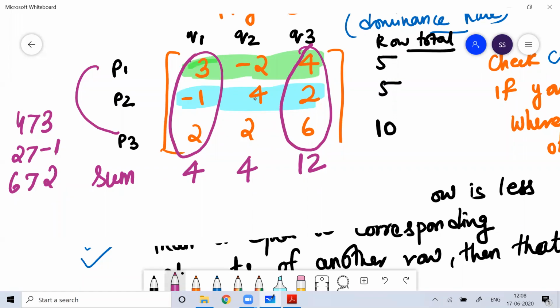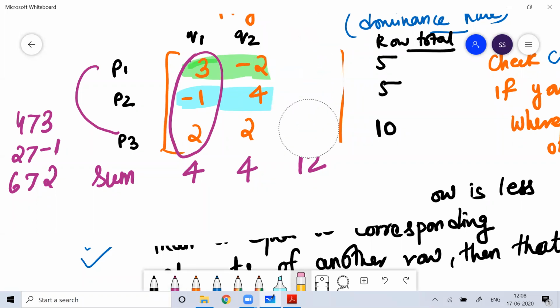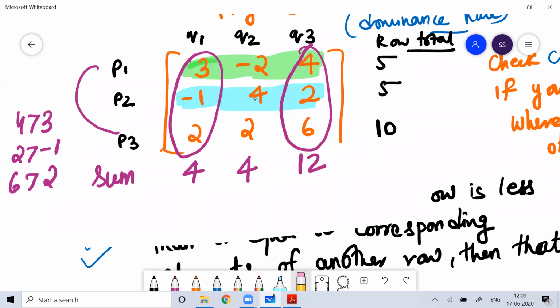So what does that mean? It means that you have to delete column 3. So column wise, you have to find that column where all the elements of that column are more than or equal to all the elements of another column. If you found any column like that, you have to delete that column. I hope you understood this. Is this clear, everyone? Can you understand this?